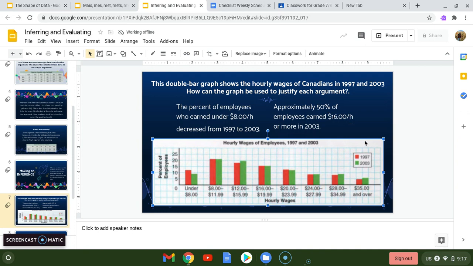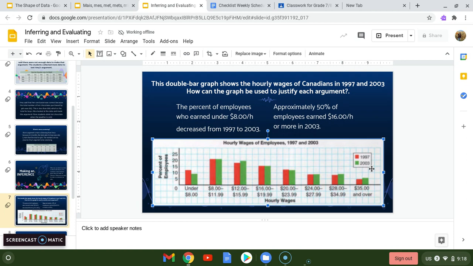Approximately 50% of employees earned $16 an hour or more in 2003. So how do I prove that? Well, I'm going to have to count it up. So I start here at the $16 an hour mark where we have 15. And then it goes up here to this one. We're going to add this bar in, which looks like it's about 12, I would say. So 15 plus 12 brings us up to 27. And this one looks like it's about 9, so that's 36. And this one looks about 9 as well, which brings us up to 45. And then we have what looks like 6 here, so that brings us up to 51. So approximately 50% of employees earned $16 an hour or more in 2003.